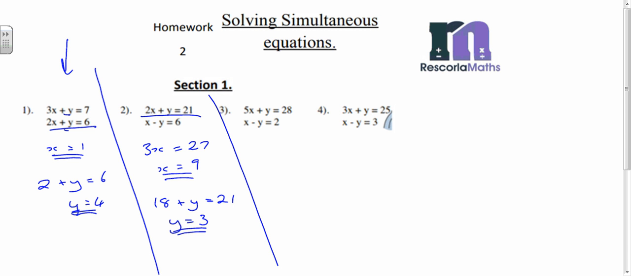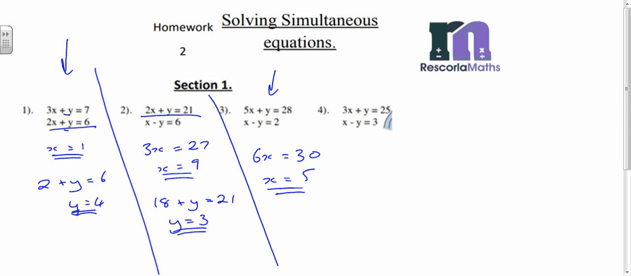Question 3. Now again, looking at this, we've got a positive y and a minus y. So when the signs are different, we add them together. So 5x plus x is going to be 6x. Y's disappear, as we know. 28 plus 2 equals 30. And then if 6x is 30, 1x equals 5. So that's half our answer.